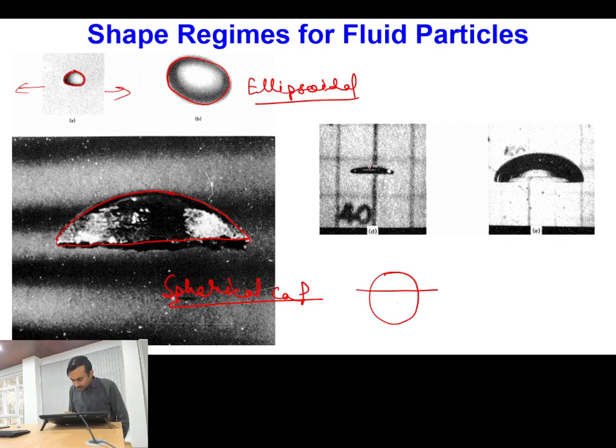Then here also one fluid particle is shown, but this one is almost close to an ellipsoidal shape. Then this is another photograph of a fluid particle, and here you can see that in this case there was some undulation at the tail end of this spherical cap, but in this particular case it is very flat at the tail end.